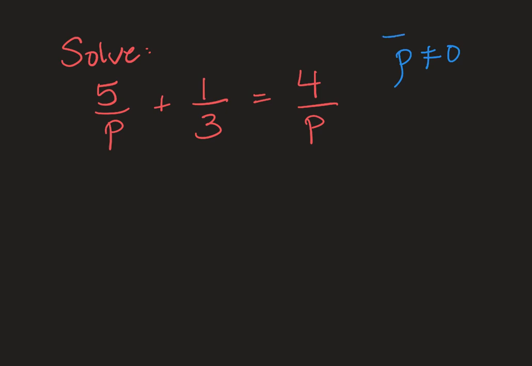Okay, so I usually just keep that in the back of my head so that I know if I were to get a 0 out of this equation, I would have to reject that solution. It would be what we call an extraneous solution.